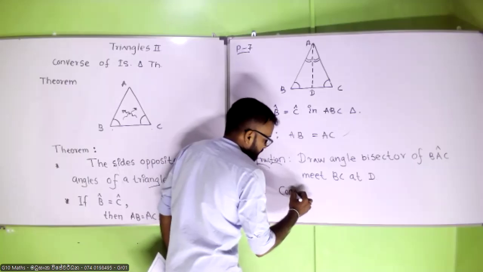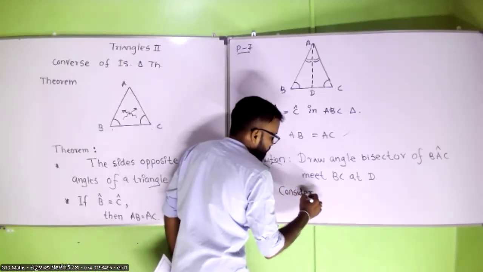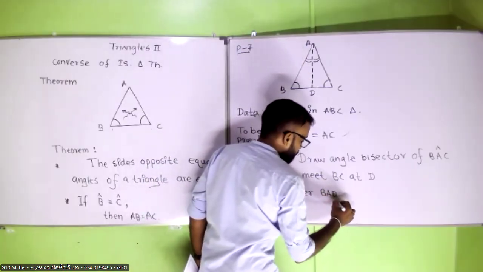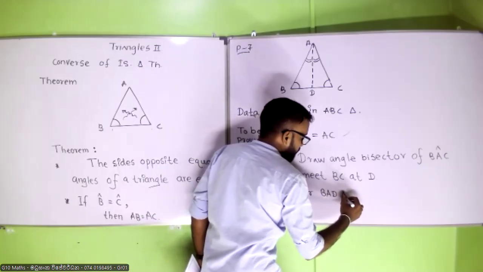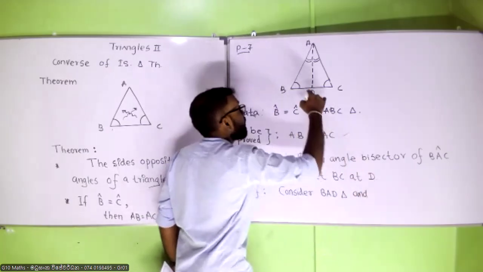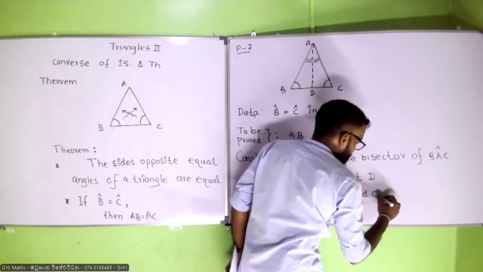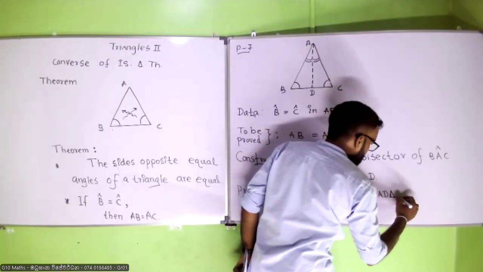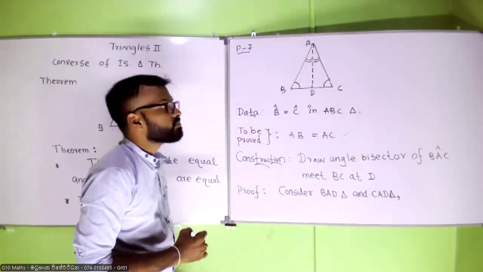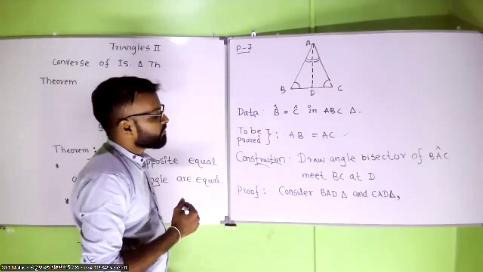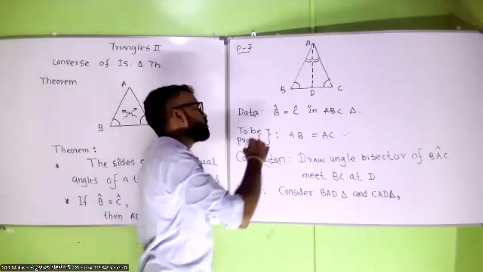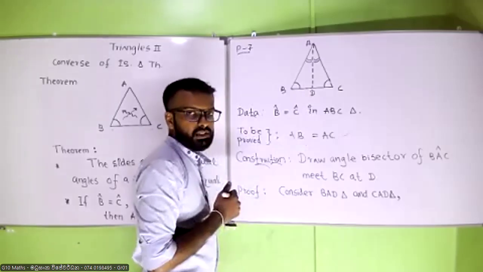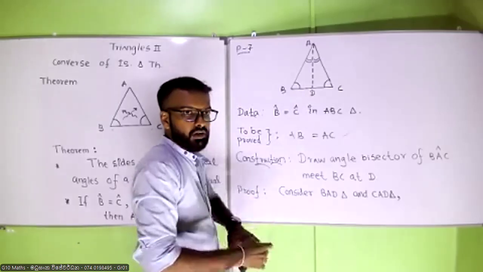Consider, as in the last week, BAD triangle and CAD triangle. Right? BAD triangle and CAD triangle. Okay, now I am going to show BAD triangle is congruent with CAD triangle, so that finally I can conclude.